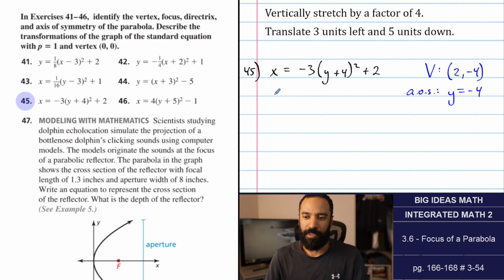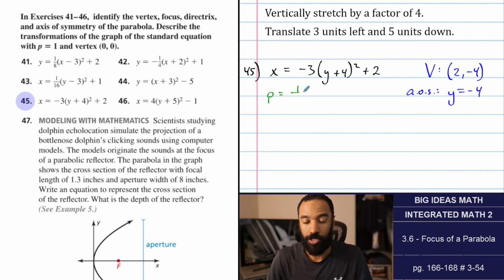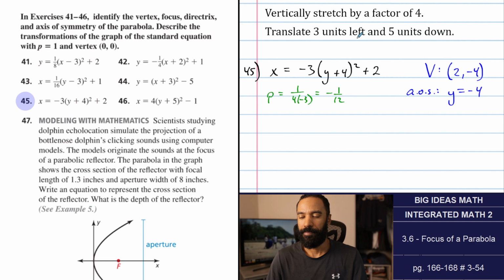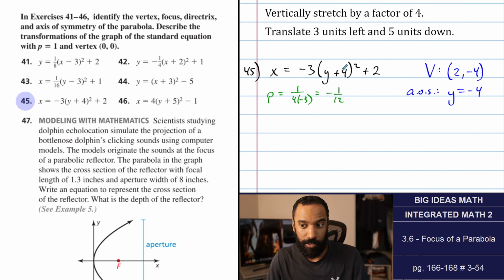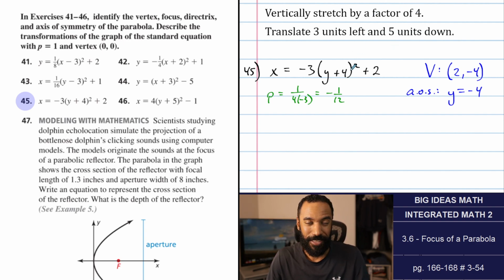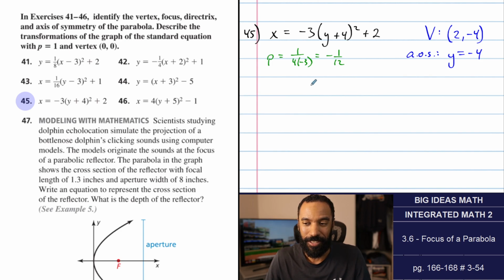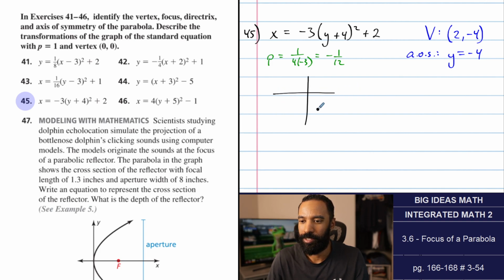Okay, let's come up with the p-value. P is 1 over 4a, so 1 over 4 times negative 3. So it's going to be negative 1/12. Now, that is the distance we're going to go to the left and right. And it is to the left and right because this graph here would have been, whoops, this vertex at 2, negative 4.